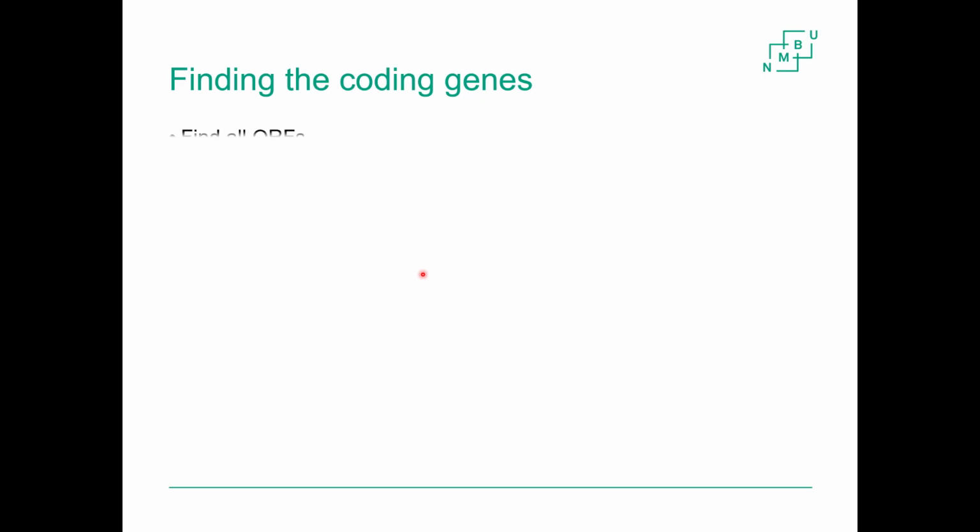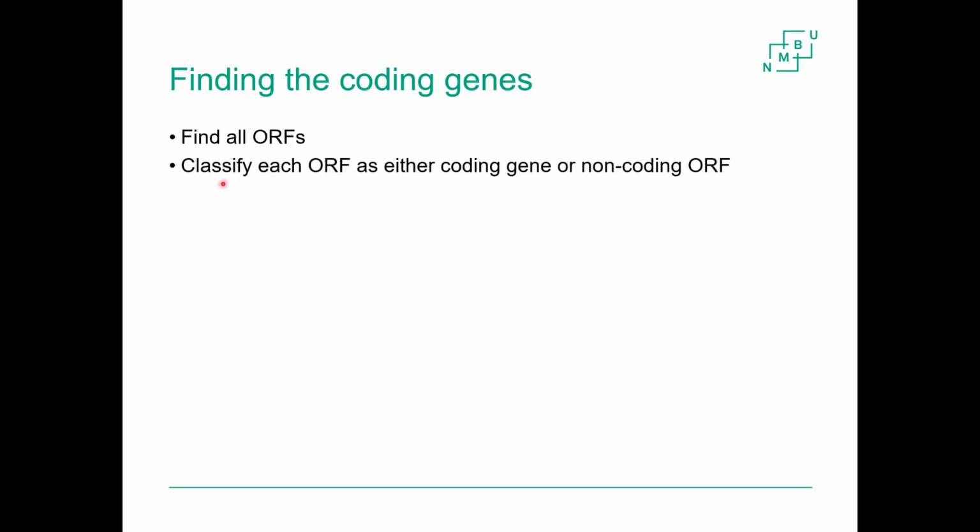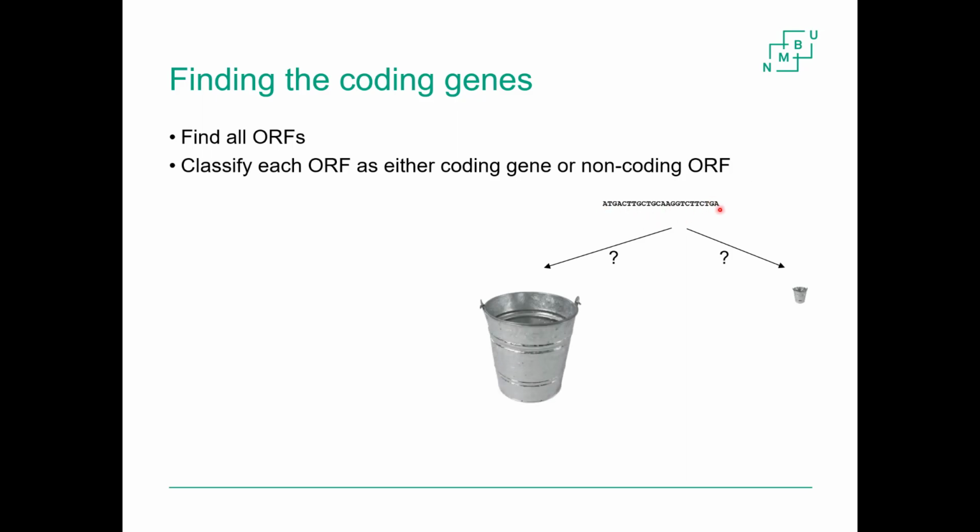So finding the coding genes, we can think of it like this. Find all the ORFs and then classify them as either real coding gene or some rubbish ORF, right? Which doesn't mean anything. So you can think of it like this. You have the ORF sequence here from start codon to stop codon. Is this a real coding gene? Okay, then you put it into this bucket. Is it rubbish? You throw it into this bucket. And this bucket is so much bigger, right? It's 100 times bigger than this one. So it's a classification problem where you sort of look for a needle in a haystack.